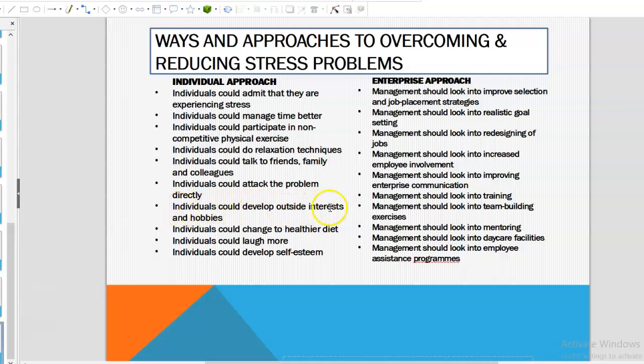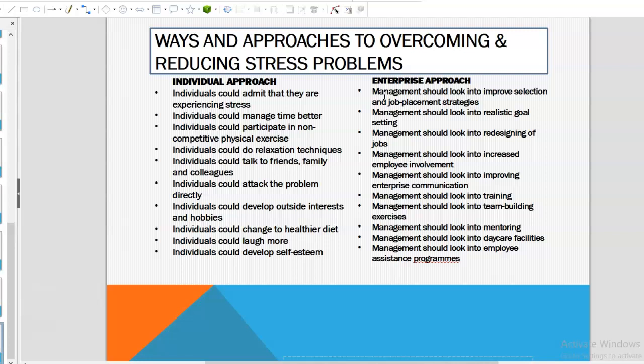Individuals could develop outside interests and hobbies. This is very, very helpful. Individuals could change to a healthier diet. Individuals could love more. Yes. Individuals could develop what we call self-esteem and confidence.